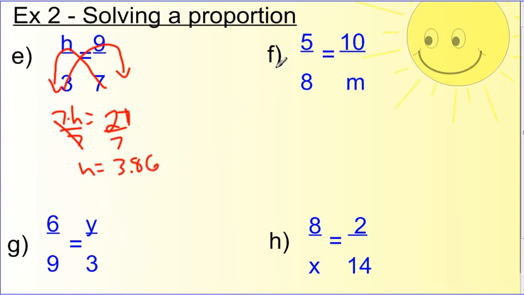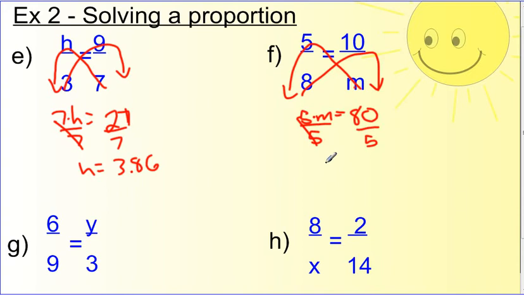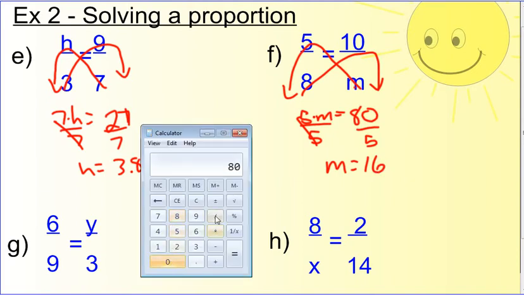Letter F. Let's see. We're going to multiply here and here. This gives me a 5m. That gives me an 80. This is a multiply, so we divide by 5. Divide by 5. M equals 80 divided by 5 is 16. Double check it. 80 divided by 5 is 16. By the way, that is kind of the whole point of a calculator, is to double check your math. So even though I'm doing it in my head, I'm always double checking it.